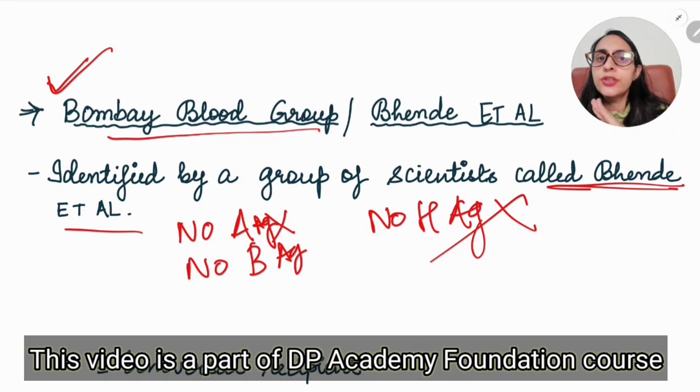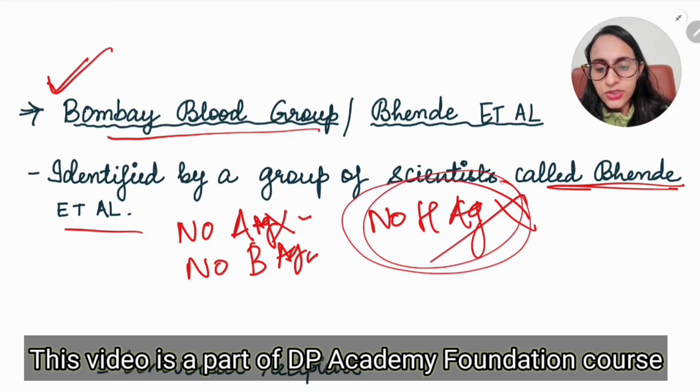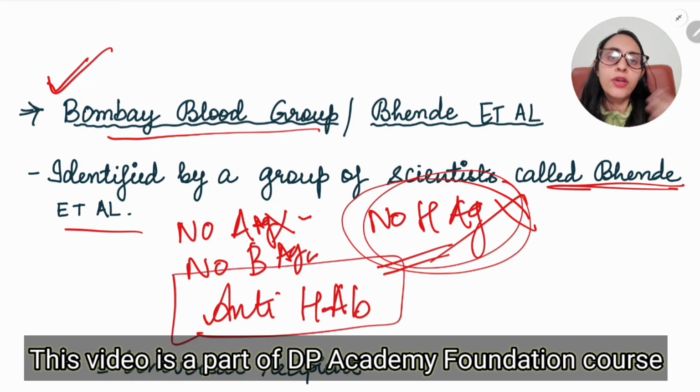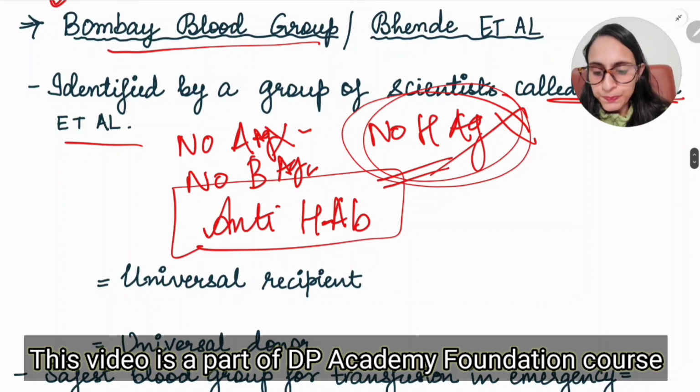They do not have H antigen, they do not have A antigen, they do not have B antigen. There is no antigen, not even H antigen. And it's not even O blood group because it does not have the H antigen. And it therefore has anti-H antibodies. Why? Because there is no H antigen, therefore antibodies against it are present.